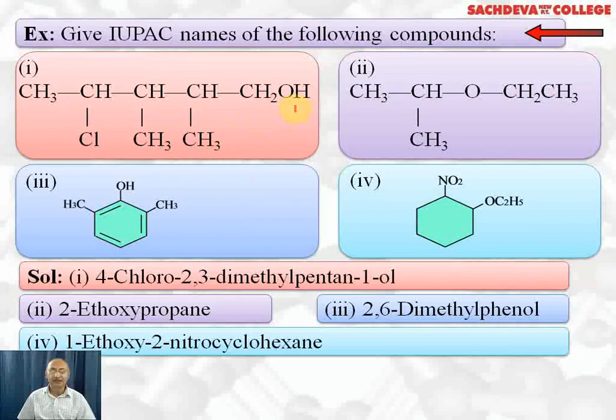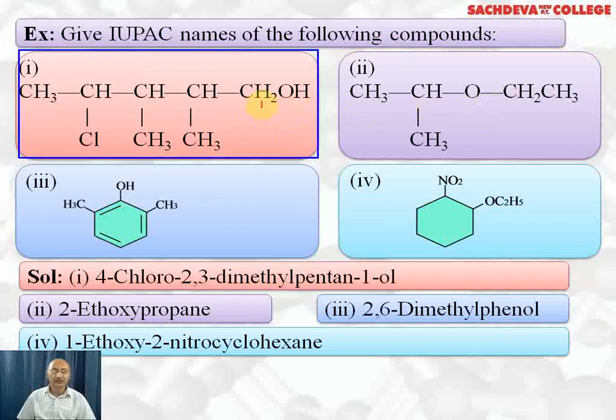Give IUPAC name of the following compounds. First we have to start counting. OH group has to be preferred over Cl. This will get number 1, 2, 3, 4, 5. So it is 4-chloro, 2,3-dimethyl, pentan-1-ol. OH group at first carbon, we call it pentan-1-ol. Total carbon atoms in longest chain is 5, pentane. Second and third are attached with methyl, 2,3-dimethyl. Fourth carbon is attached with chloro, we call it 4-chloro. So complete name is 4-chloro-2,3-dimethylpentan-1-ol.